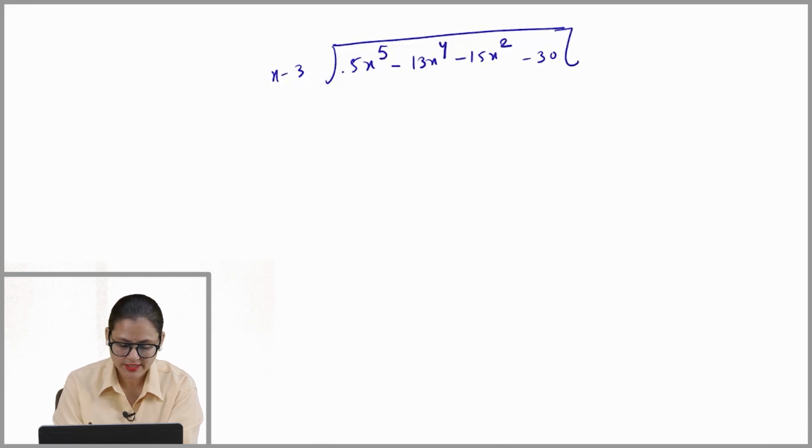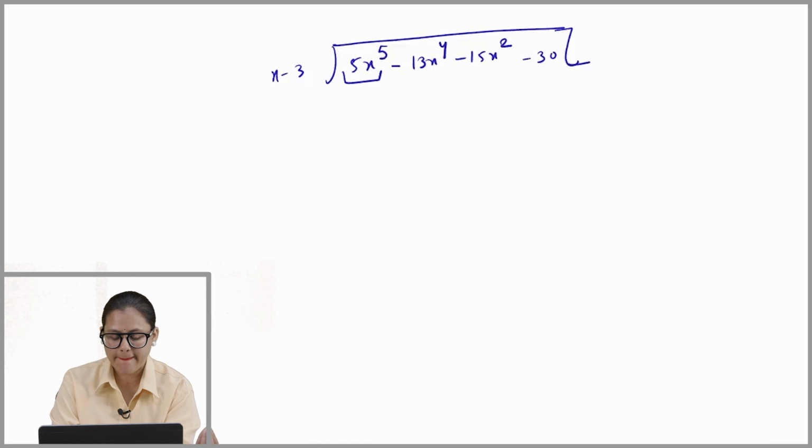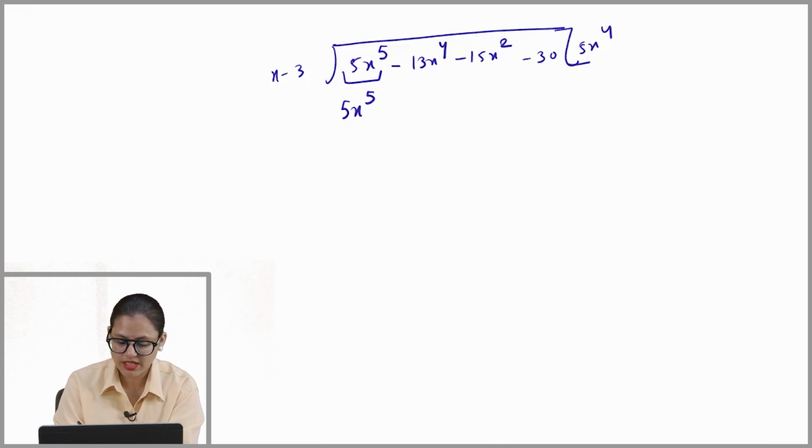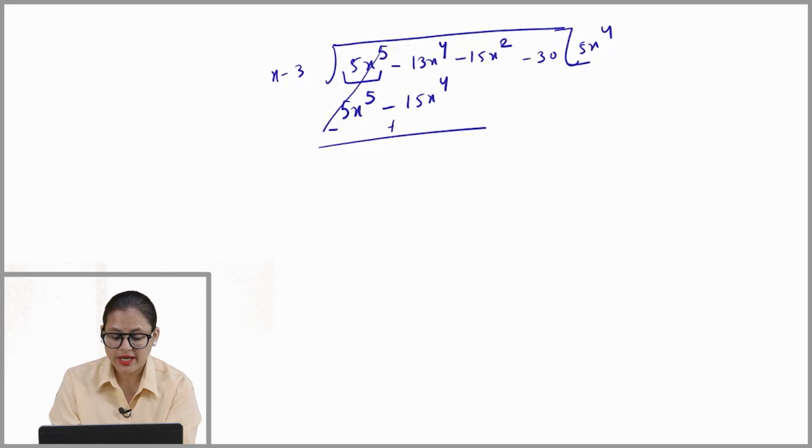So, first we will consider this term. So, we will multiply by 5x raised to the power 4. So, x into 5x raised to the power 4 is 5x raised to the power 5 and minus 3 into 5 is 15x raised to the power 4. Now, change the sign. 15 minus 13 is 2x raised to the power 4 and we will write these two terms as they are, minus 15x square minus 30. Now, we will write here plus because there is a sign of plus.